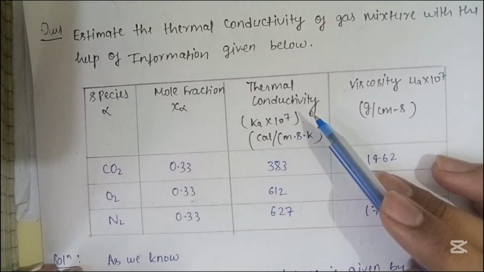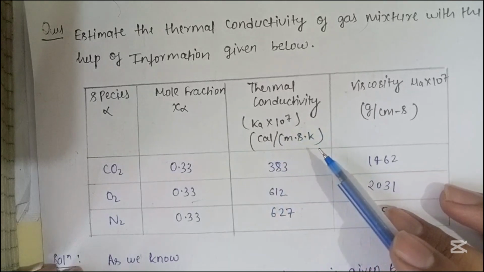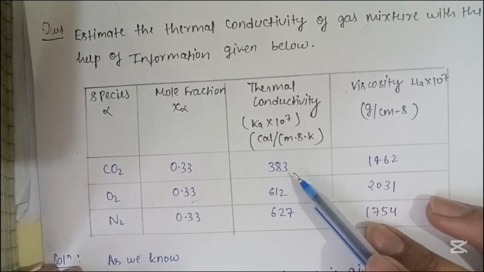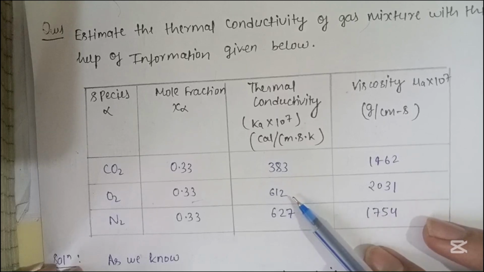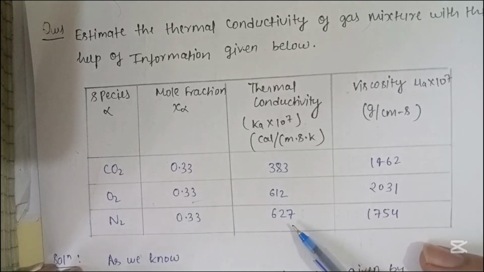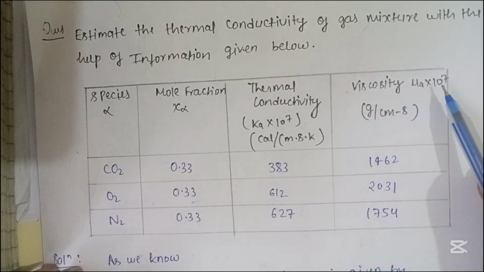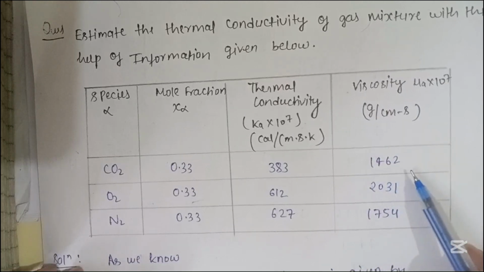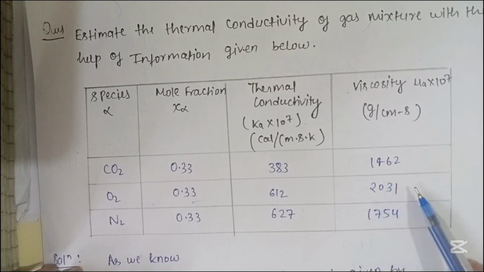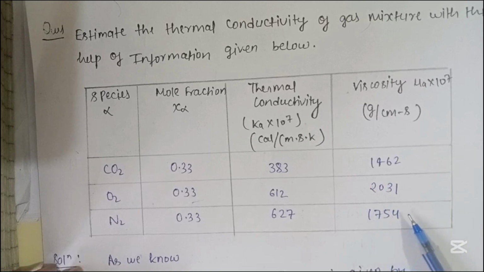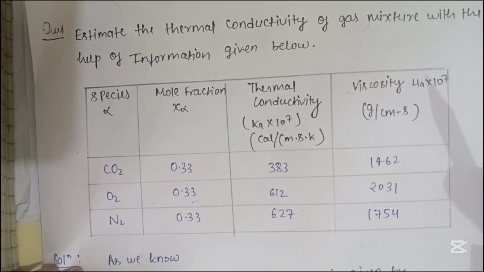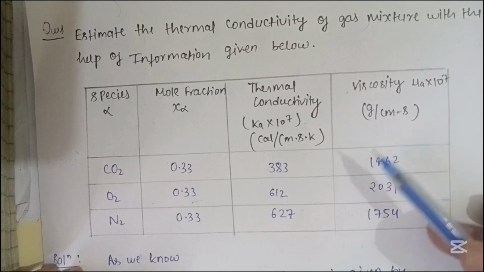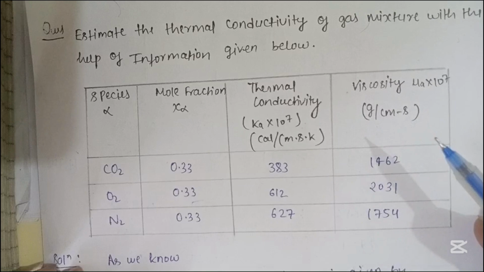Thermal conductivity in calorie per centimeter second Kelvin is also given: 383 for CO2, 612 for O2, 627 for N2. Viscosity data is given in gram per centimeter second: 14624 for CO2, 2031 for O2, 175 for N2. Now we will learn how we will tackle this type of problem that contains various species and individual data.